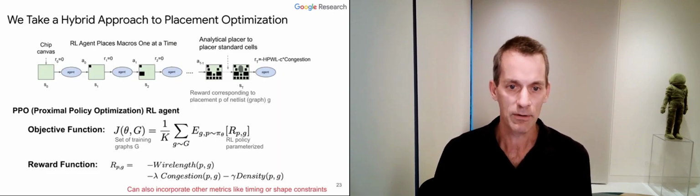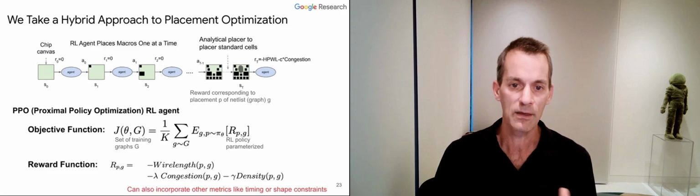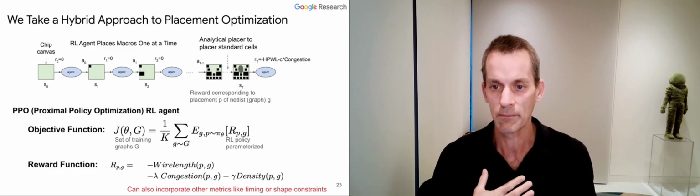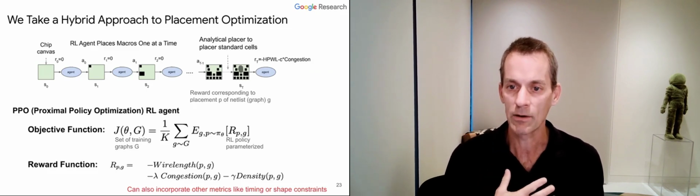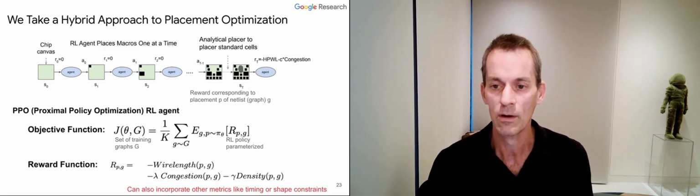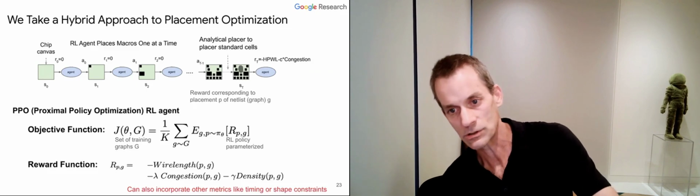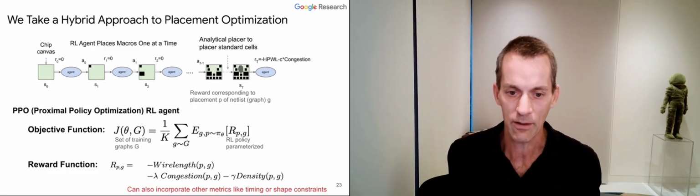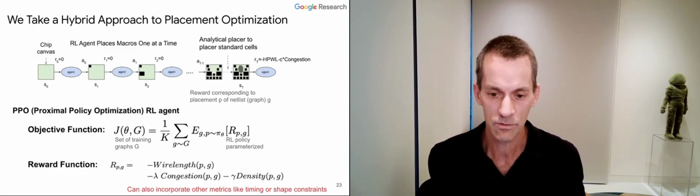And we take a bit of a hybrid approach. So the RL agent is going to place these macros one at a time, and then we are going to use an analytical placer to place the standard cells after we've left space for them and place large clusters of the standard cells, and then we let the standard design tools do that.